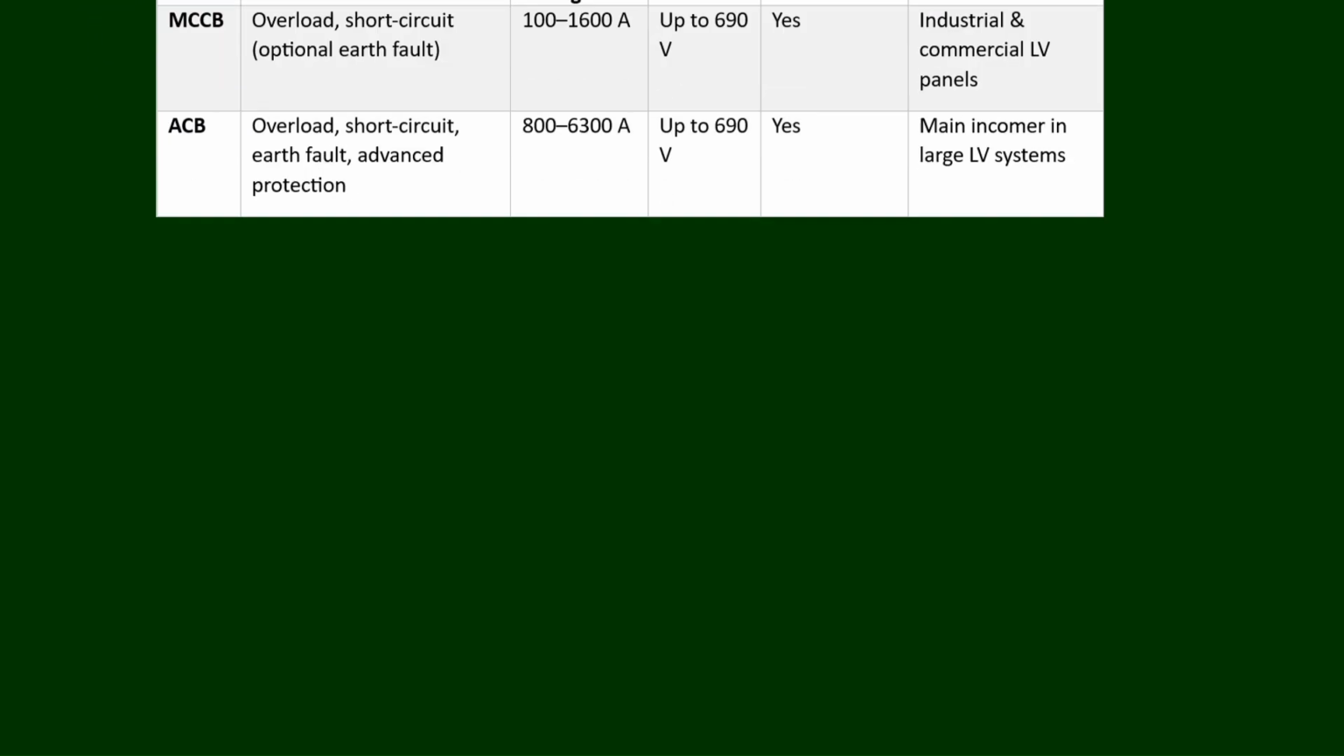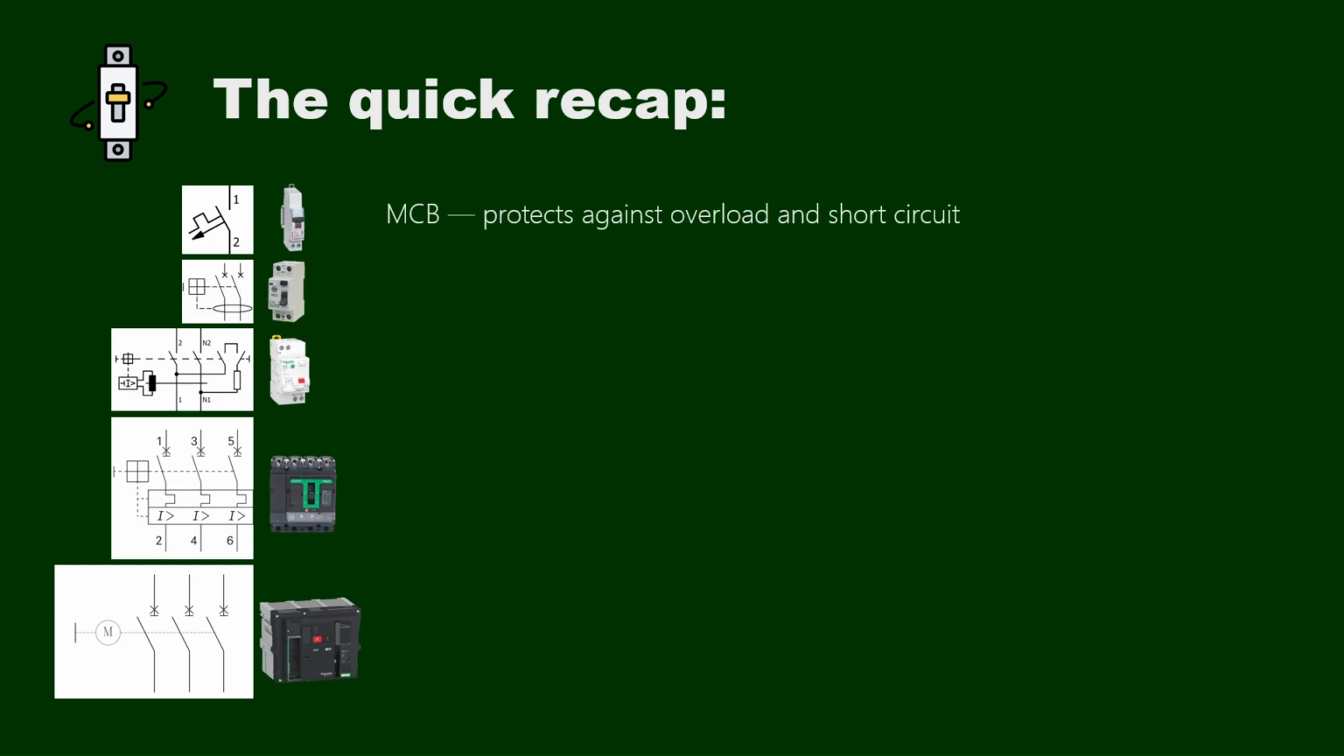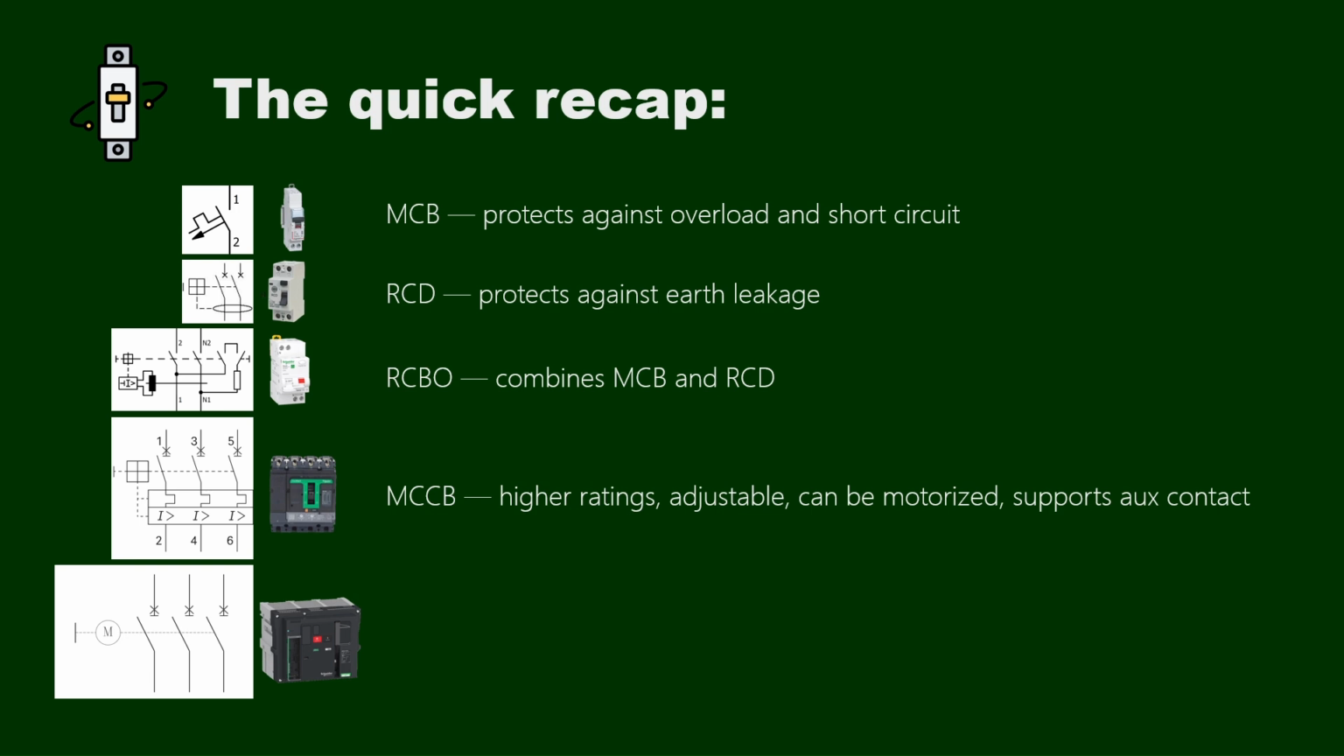So here's the quick recap. MCB protects against overload and short circuit. RCD protects against earth leakage. RCBO combines MCB and RCD. MCCB: higher rating, adjustable, can be motorized, supports auxiliary contacts. And ACB: main breaker for large systems, fully motorized with advanced monitoring. Each device has its own job, and together they keep electrical systems safe, reliable, and easy to control.